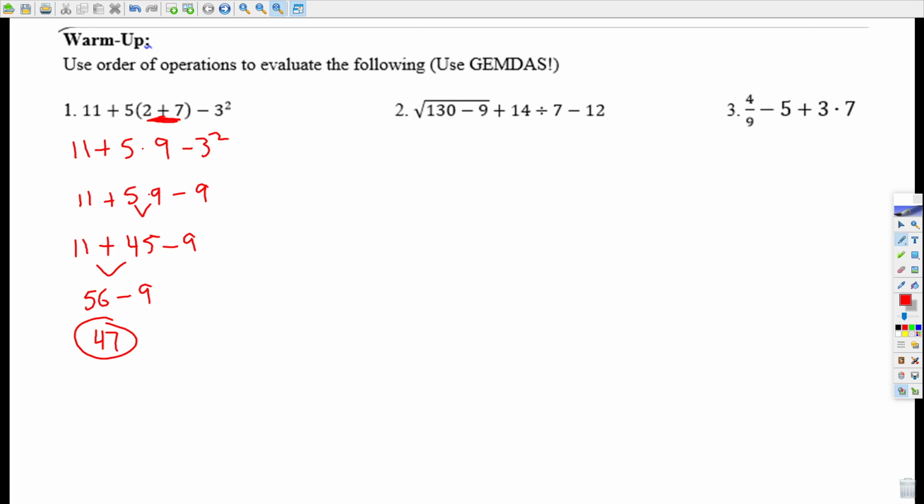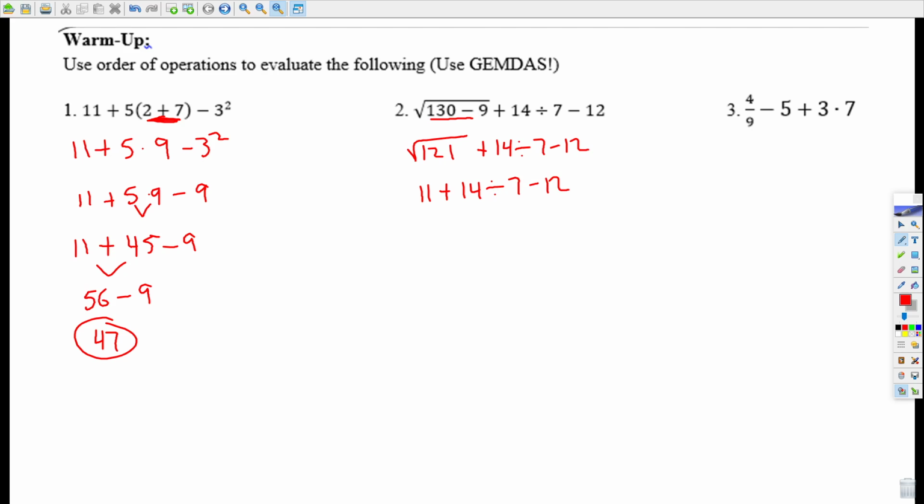And number 2, we're going to subtract these two numbers because it's inside of a square root symbol. So when we subtract them, we get 121. So it's square root of 121 plus 14 divided by 7 minus 12. So we can still do the square root. That's still inside of a grouping symbol. That turns out to be 11 plus 14 divided by 7 minus 12.